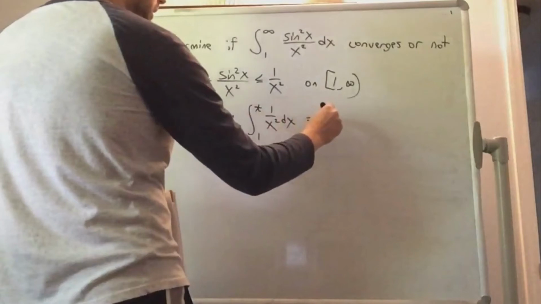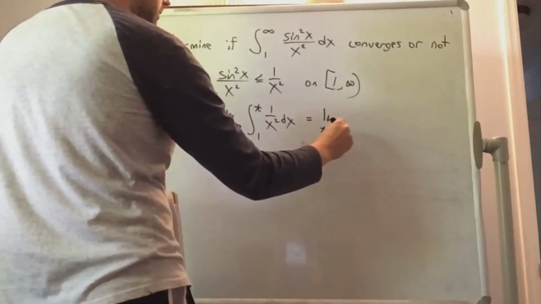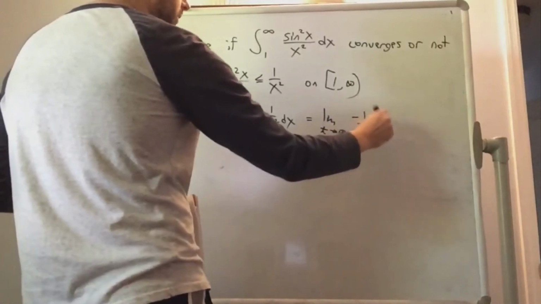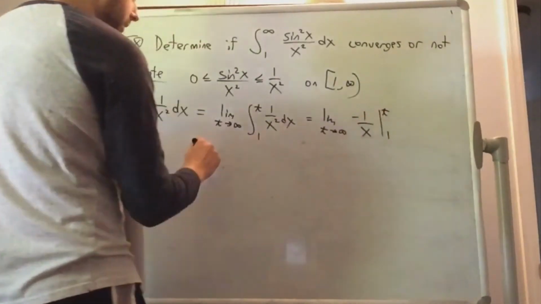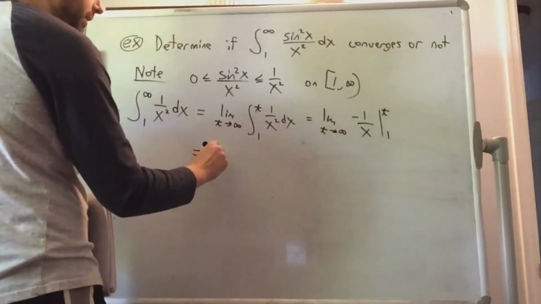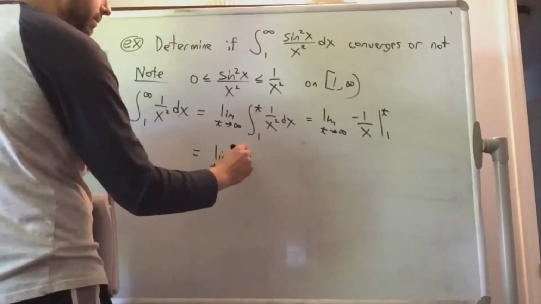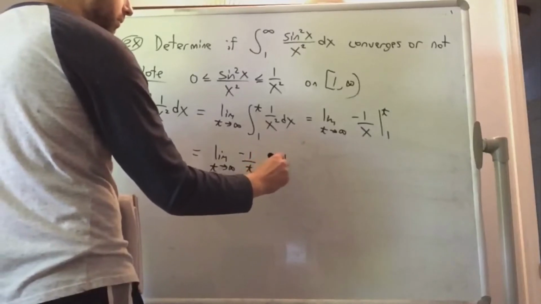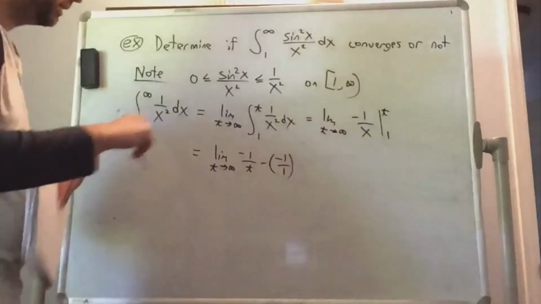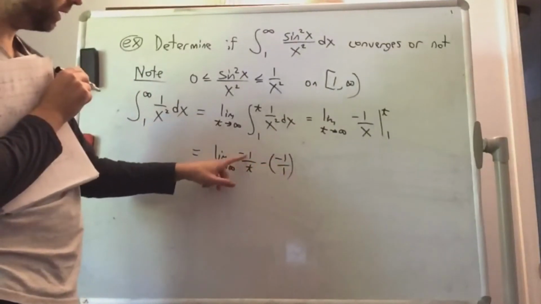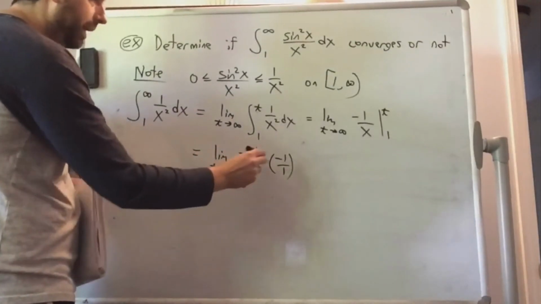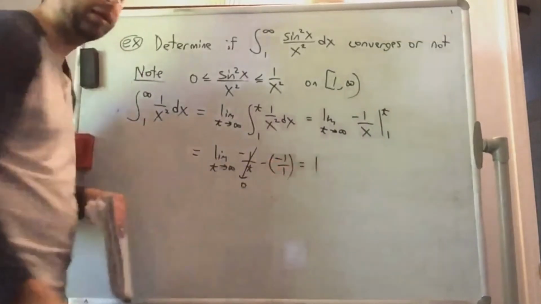So we get the limit as t approaches infinity of negative 1 over x from 1 to t, which is the limit as t approaches infinity of negative 1 over t, minus negative 1 over 1. So what happens here? 1 over infinity goes to 0, so that term goes away. Minus minus is a plus, so I get 1.